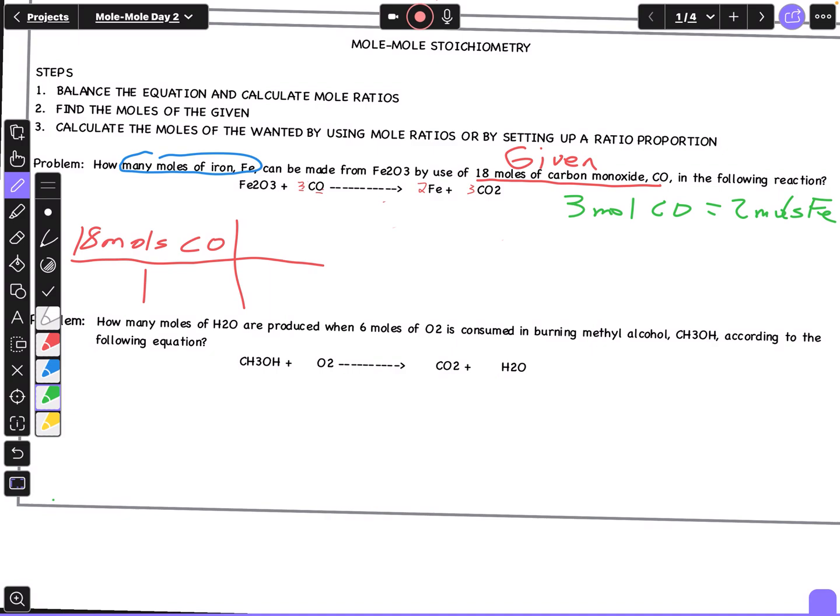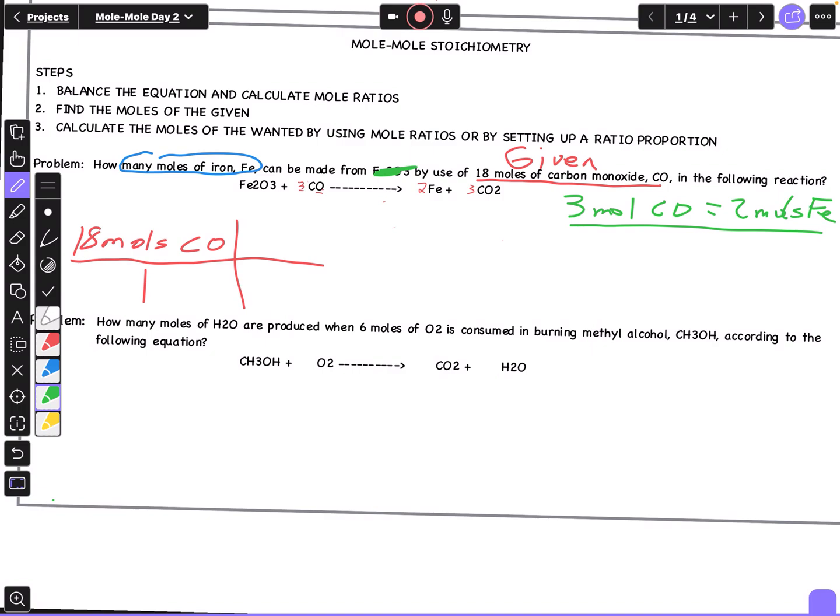And you notice in the problem it says it can be made from Fe2O3, but it doesn't give me a number, and it doesn't ask me to solve for that. It's just giving me more information than I need. This is my conversion factor right here, so I'm going to multiply by it. What's going to go on top? What's going to go on bottom?